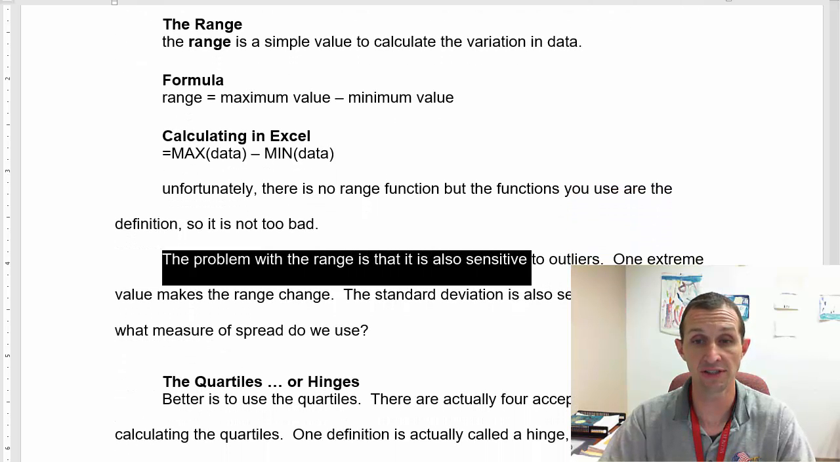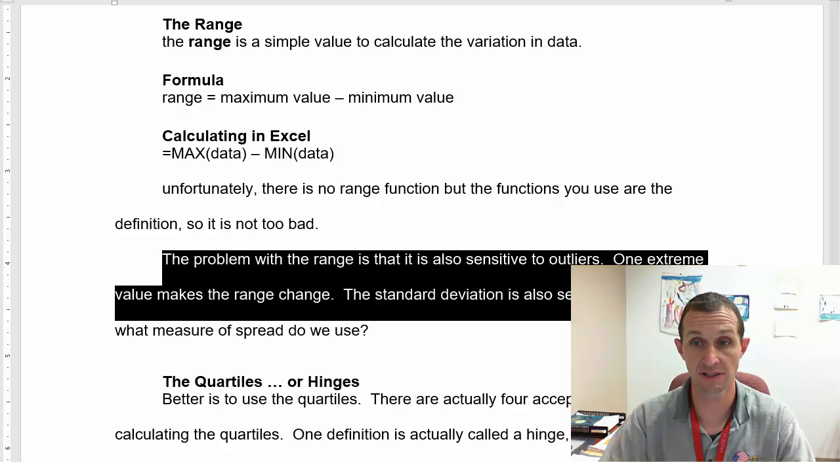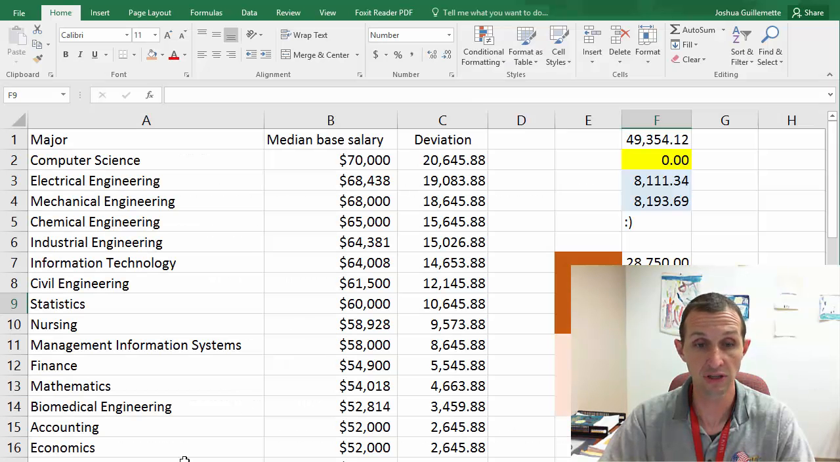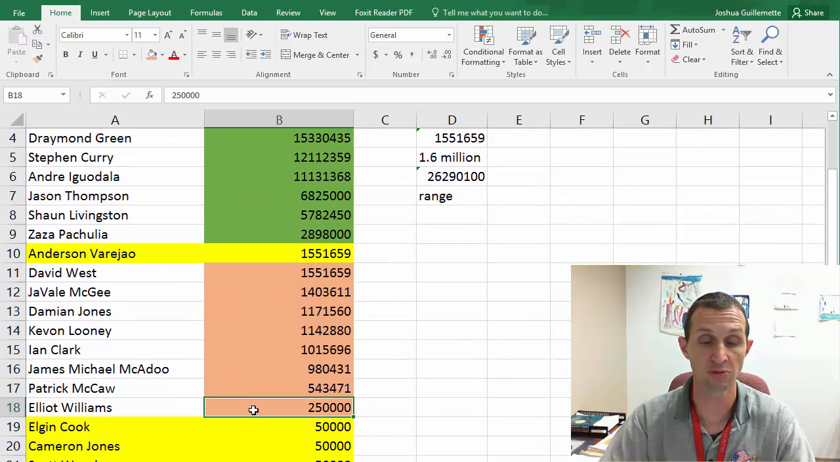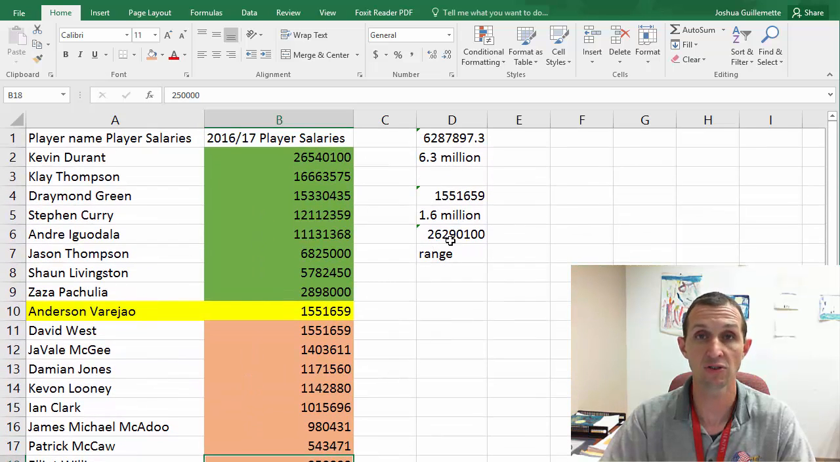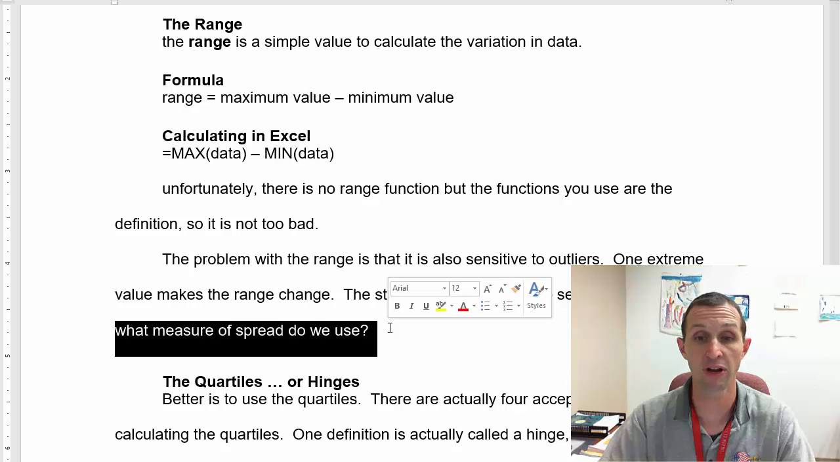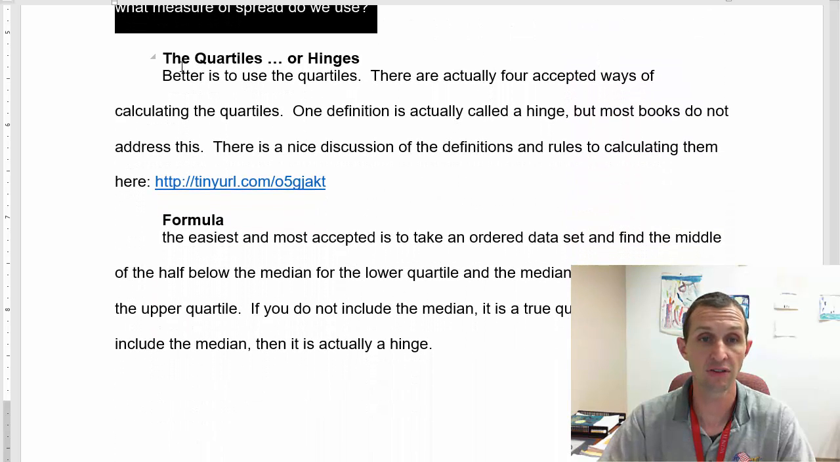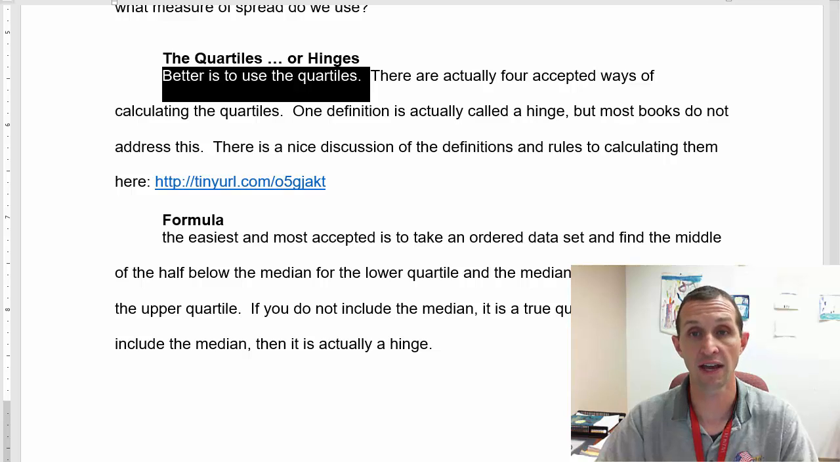Now, the problem with the range is that it's also super sensitive to outliers. One extreme value makes the range change. And the standard deviation is also sensitive to outliers, right? And so if we look at the range here, 26 million, that's almost the maximum value, because it's so much bigger than the minimum value. So the range here is really skewed, okay? And so what measure of spread should we use? Well, the answer to that is quartiles or hinges, which I'm going to explain. So better is to use quartiles than the range.